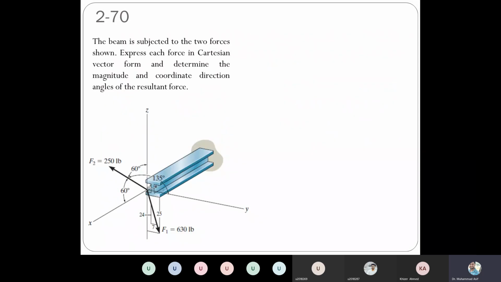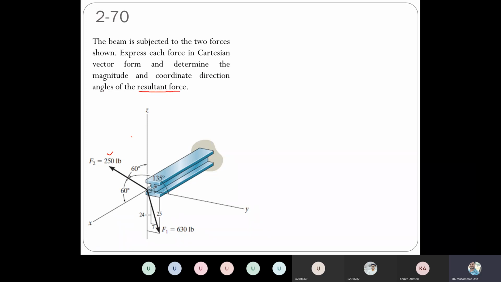Right. Let's try to solve another example. Here we have a beam. Let's say that the beam is connected with two ropes, and they are pulling that beam by applying different forces. One force is, let's say, 630 pound. Another force is, let's say, 250 pound. And different angles are given in that problem. The question is, the beam is subjected to two forces. Express each force in Cartesian vector form and determine the magnitude and coordinate direction angles of the resultant force.